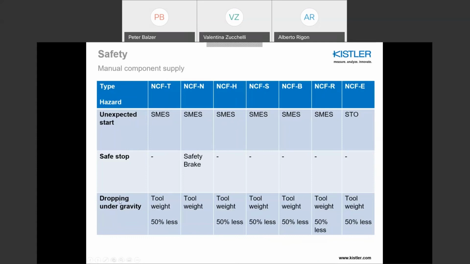So, dropping under gravity in manual component supply. For some manual workstations, you should choose your tool weight 50% less than usual. For example, if you have 100 kilograms with an NCFN, sorry, for the NCFH, you should only use 50%. This means maximum 50 kilograms, and then everything will be all right.